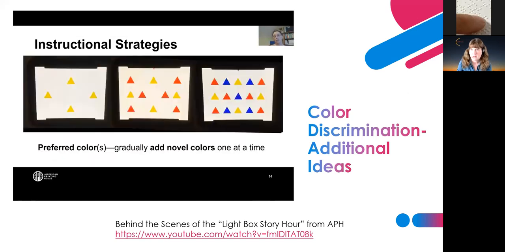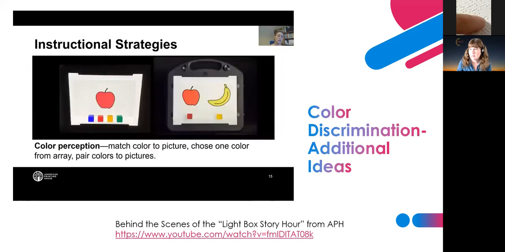Okay, here are preferred colors, particularly for kids with CVI and stuff. So, start off with a preferred color, gradually add novel colors one at a time until you can build a complex activity there. You can then use that same one again, you know, point to all the blue triangles or whatever.